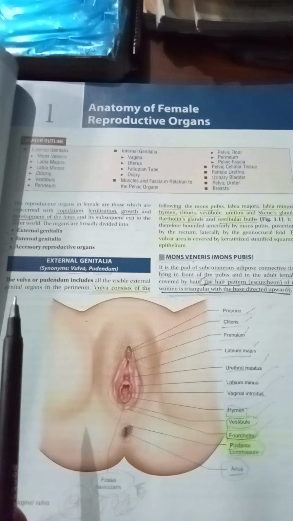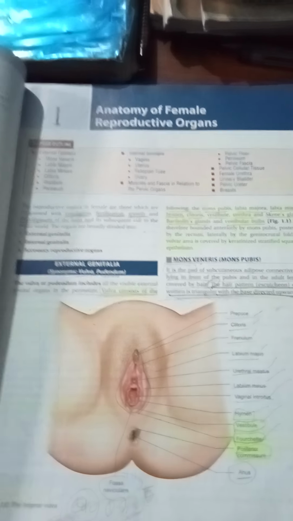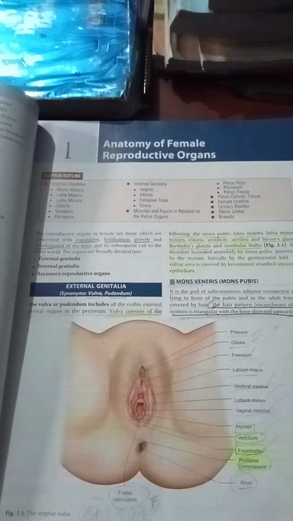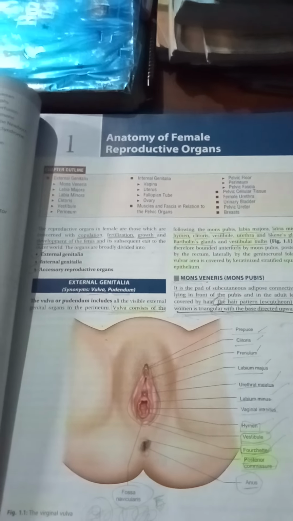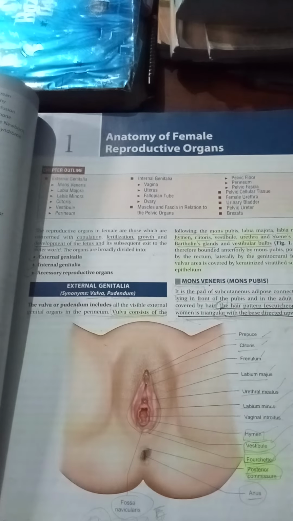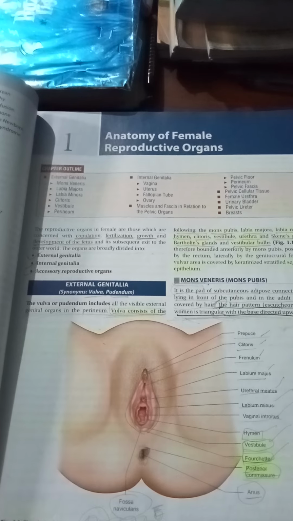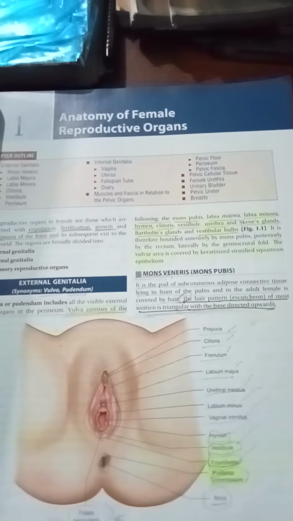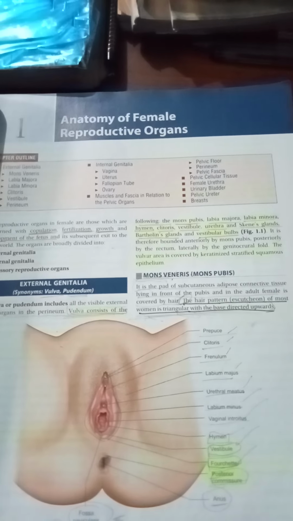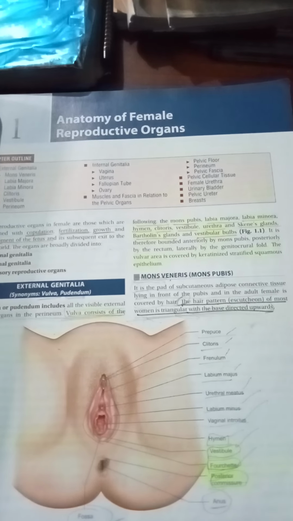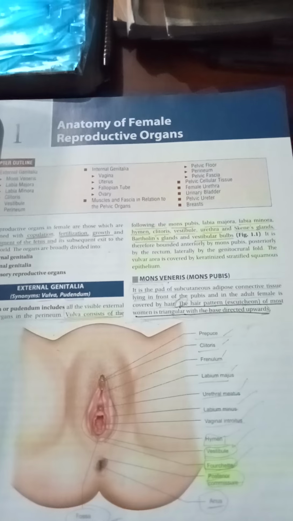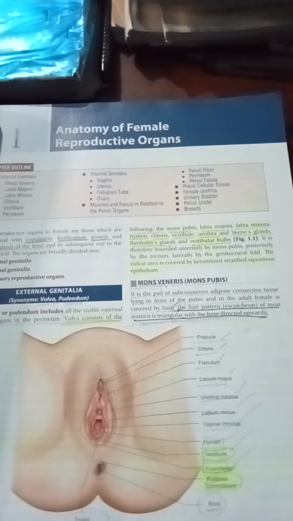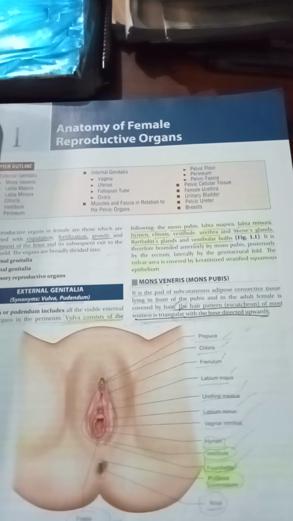So, the visible external genital organs, the ones we can see from the front, we call them external genitalia. Sorry. Following: mons pubis, labia majora and labia minora, hymen, clitoris, vestibule, urethra.